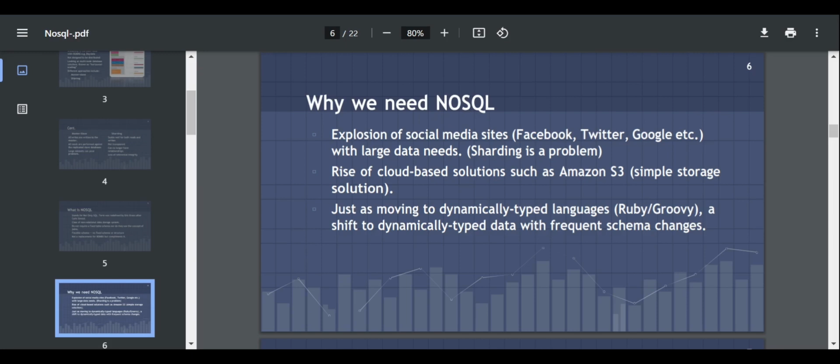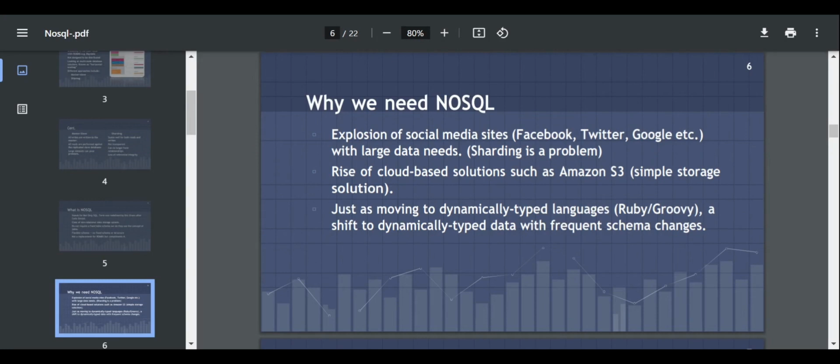Explosion of social media sites, Facebook, Twitter, Google, etc., with large data needs; sharding is a problem. Social media has led to a massive amount of user-generated data. These platforms require databases capable of handling the immense volume of data and the need for scalability. Traditional relational databases face challenges with sharding, the process of distributing the data across multiple servers, which is essential to manage this explosive growth.